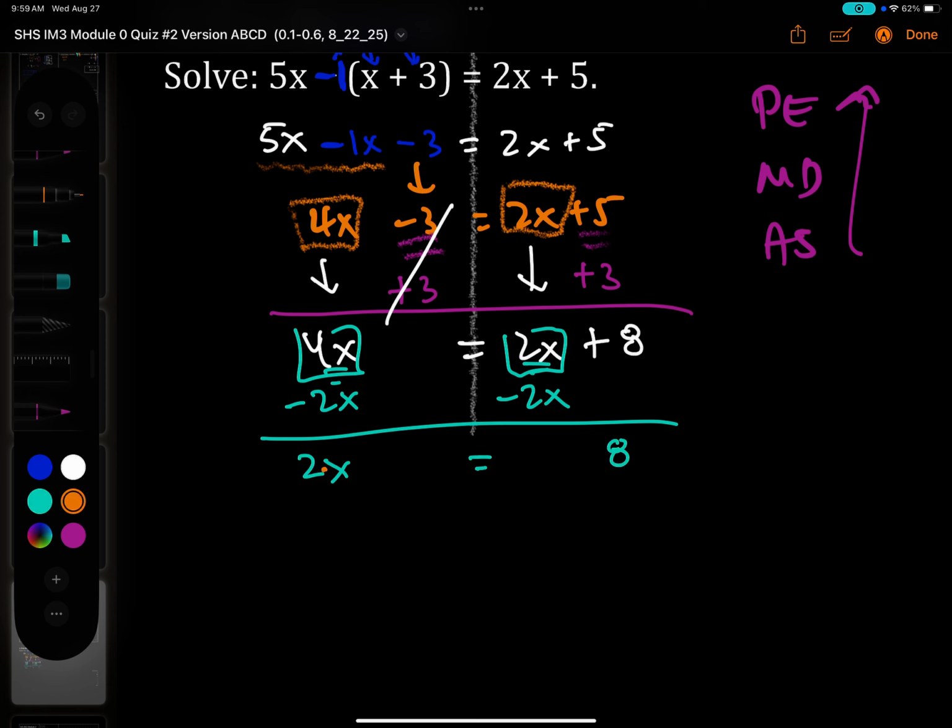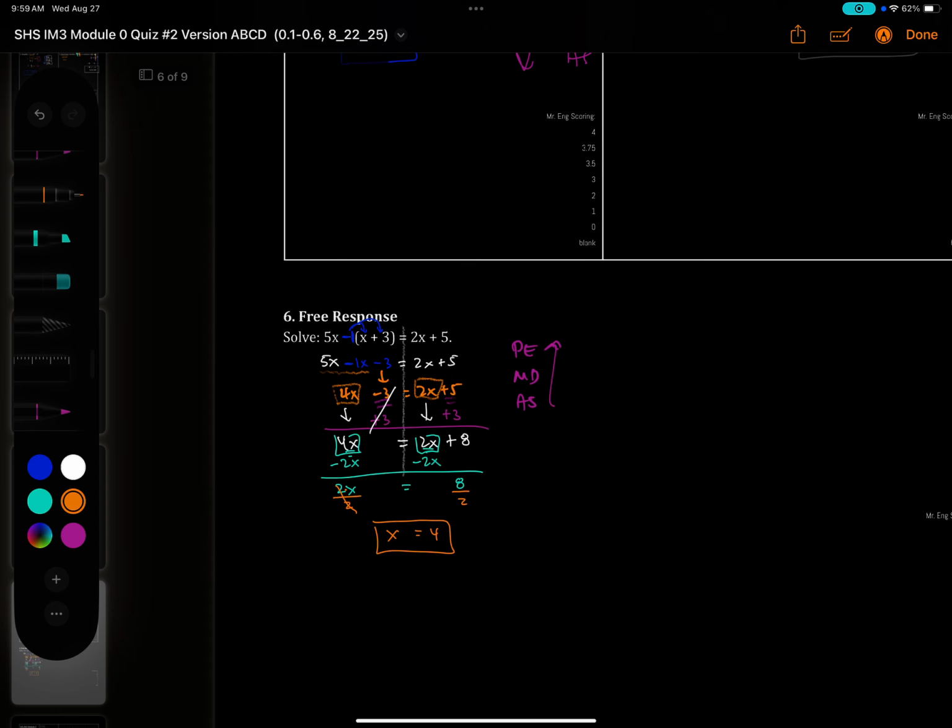And now I have multiplication. Opposite is division. So x, or 1x, equals 4 is my answer. Remember, you can always substitute that to check your answer.